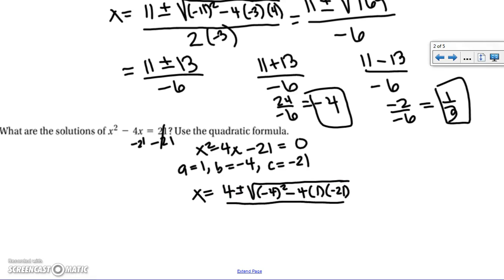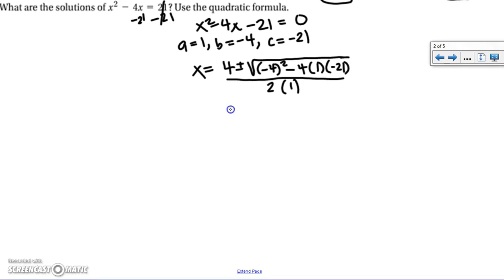All over 2 times a, which is 1. So remember, this is the part you are simplifying first, underneath your radical. You can type just this into your calculator. Make sure you include the parentheses. When you type that into your calculator, if you've done it correctly, under that radical, that part gives you 100.